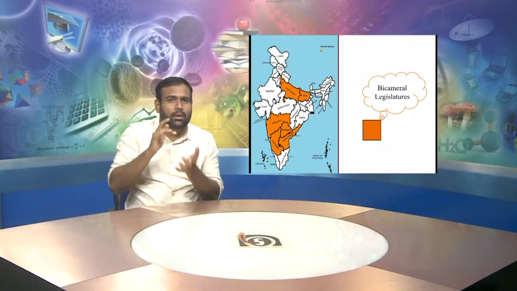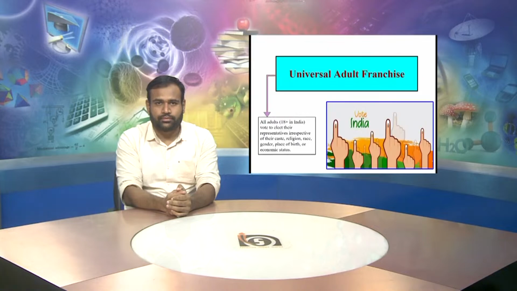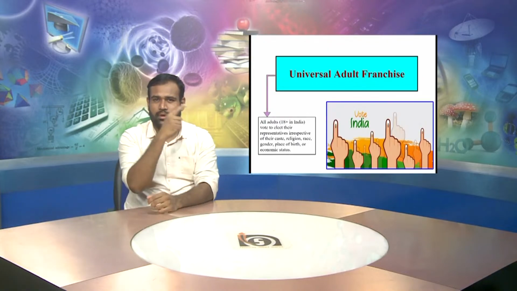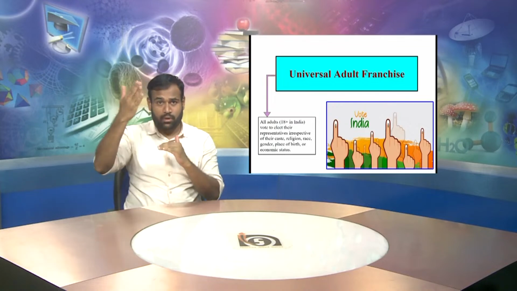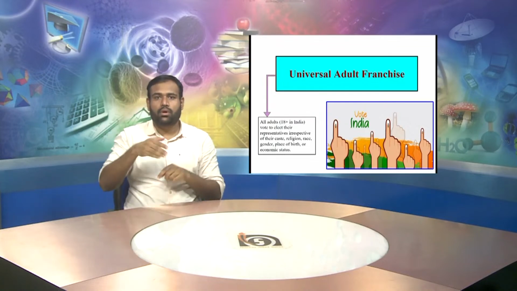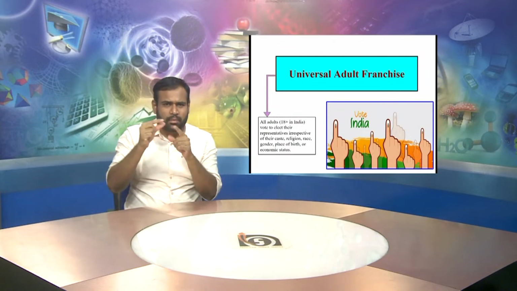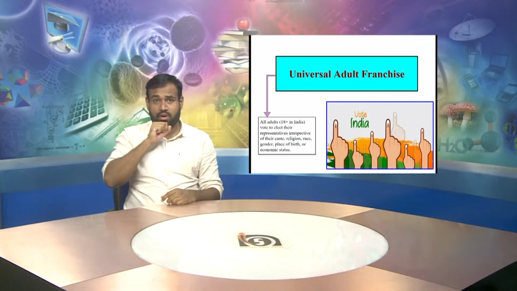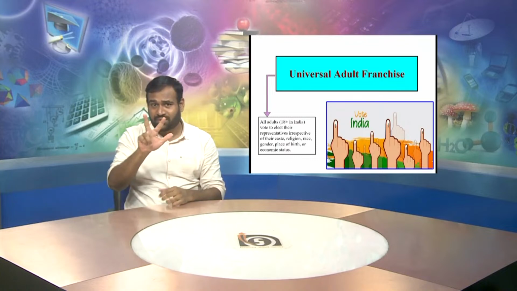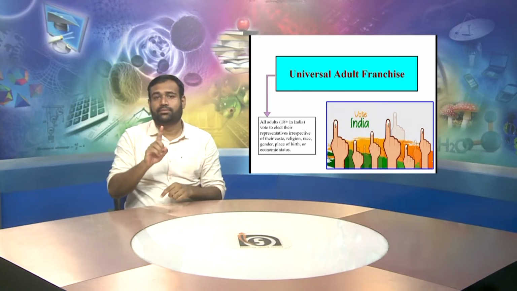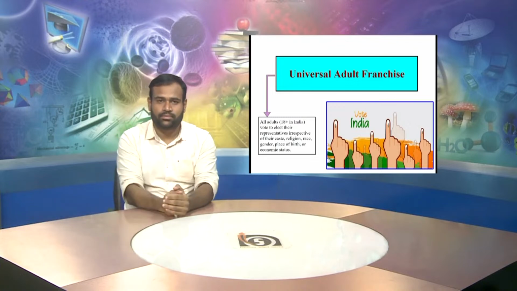In India, we have different states and each state has its own government. Here you can see the word universal adult franchise. In India, all adults who are 18 plus, they can vote to elect their representatives irrespective of their caste, religion, race, gender, place of birth, or economic status.